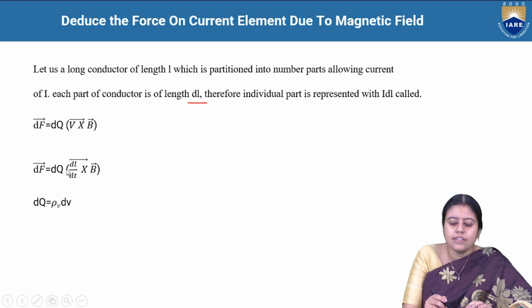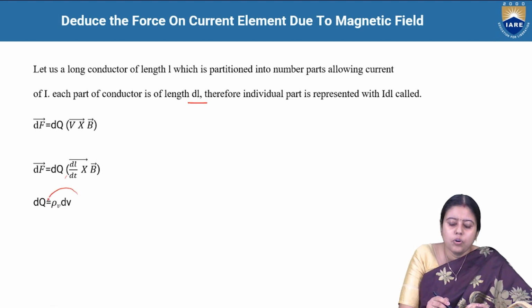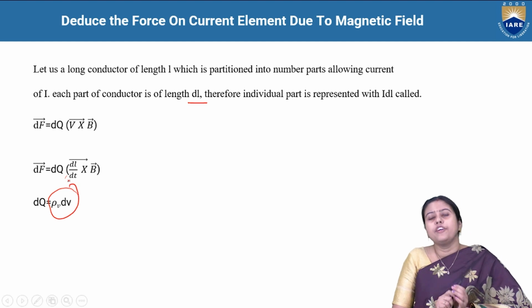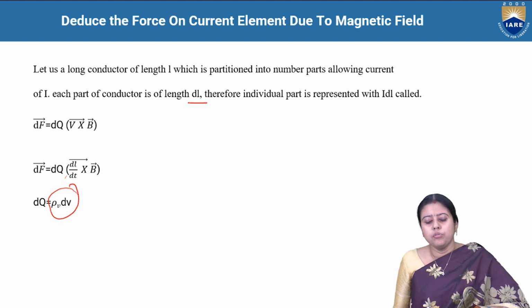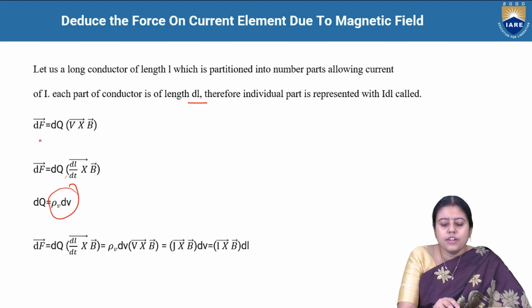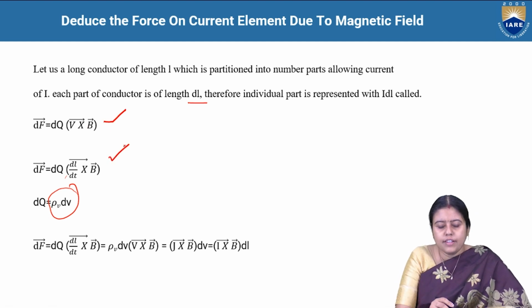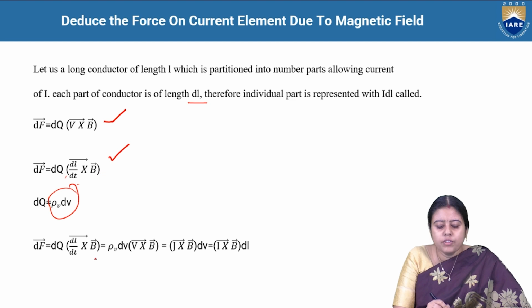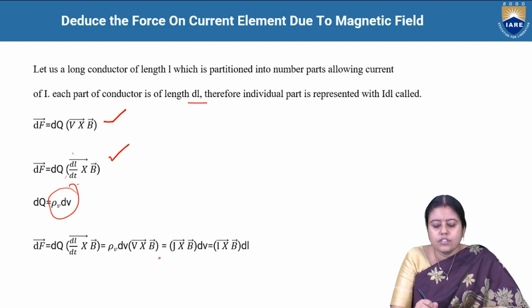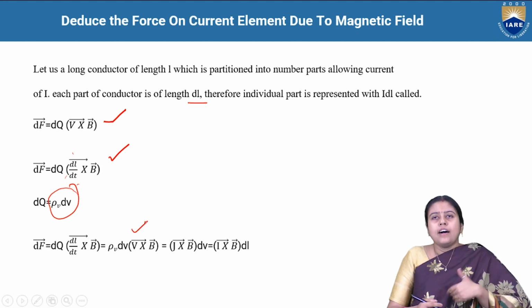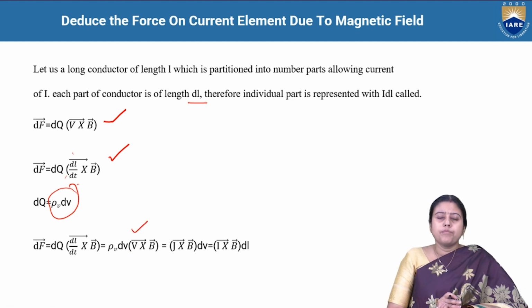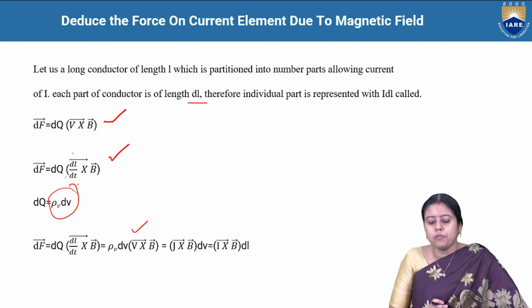Again, we know what dq is. dq is equal to rho v into dv. So dF we can write, next, as rho v dv V cross B. This is another expression of the force on the moving charge.